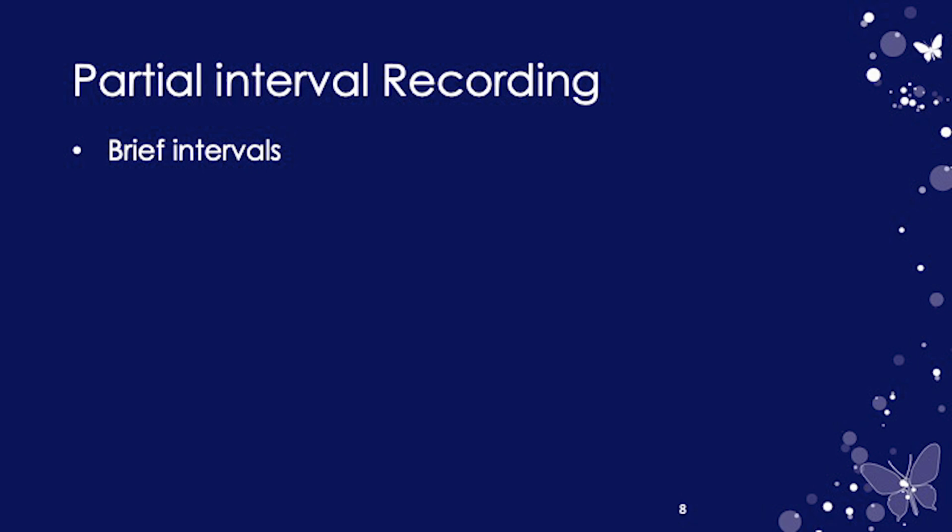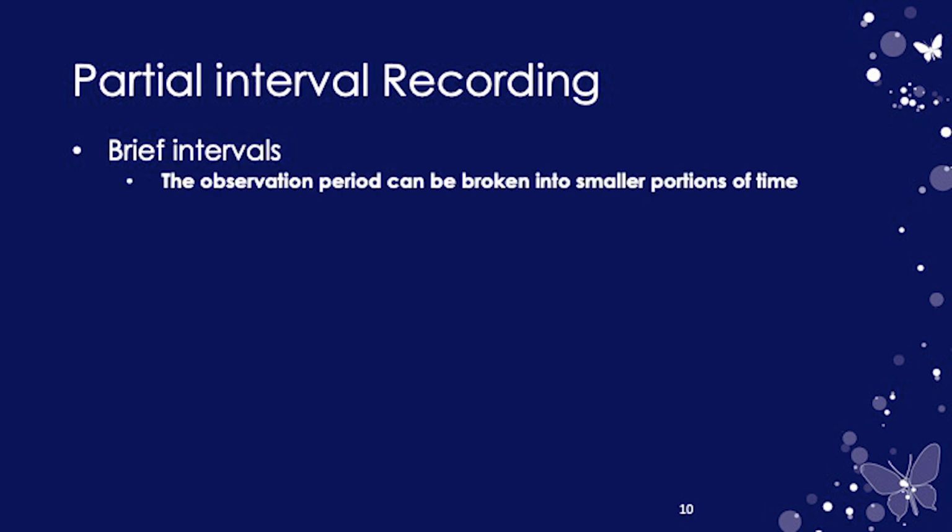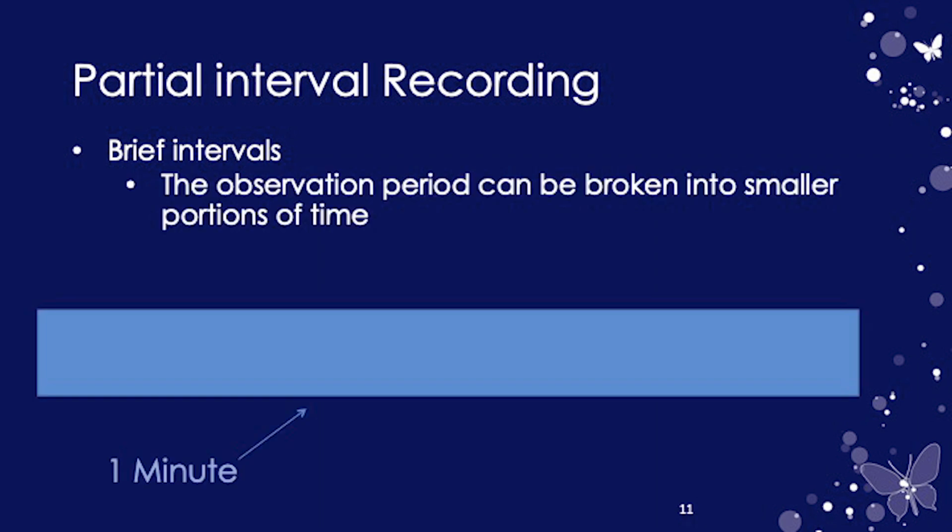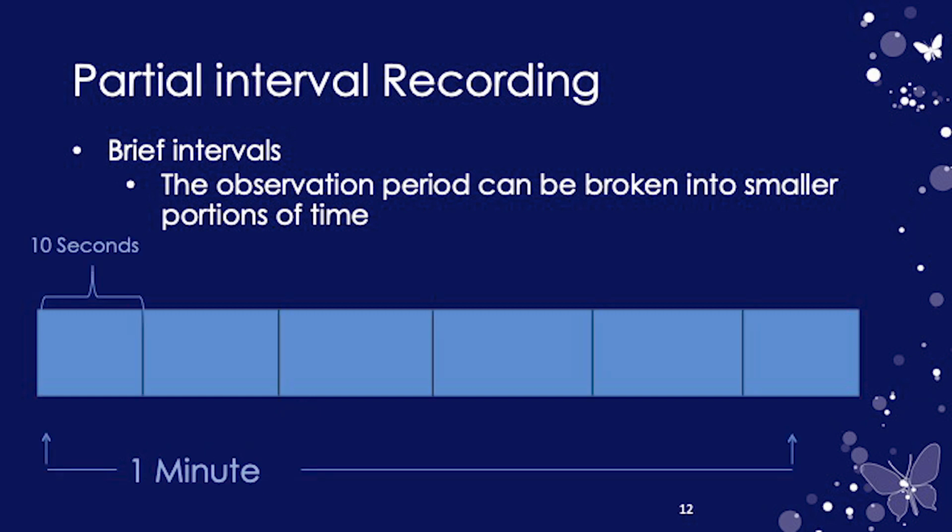Before we begin, we have to give some necessary initial information. All discontinuous measurement systems have what is called intervals. The observation period can be broken down into smaller portions of time. So let's say we want to measure the next minute of behavior. For this measurement system, I will break 1 minute into 10-second intervals. Overall, in 1 minute, I will have 6 intervals.